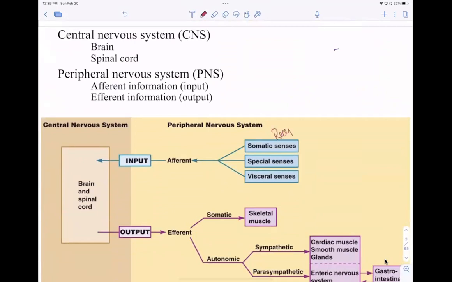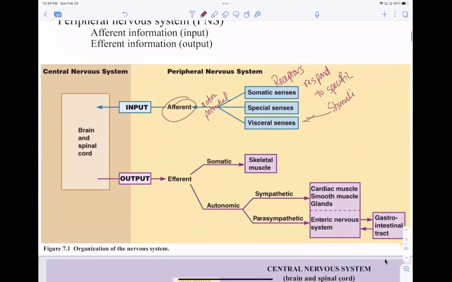receptors, and they respond to specific stimuli. And if there's enough stimulus, it will form an action potential. And we will discuss how that occurs in the next couple of chapters. It will go and propagate along the afferent axon into the central nervous system.